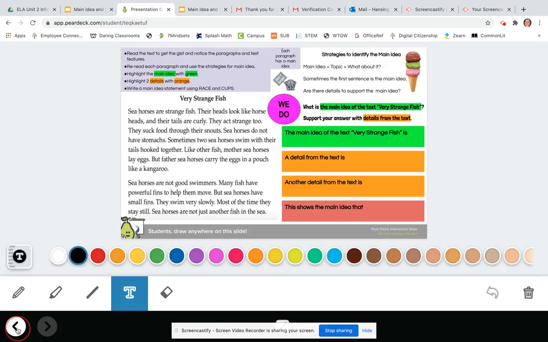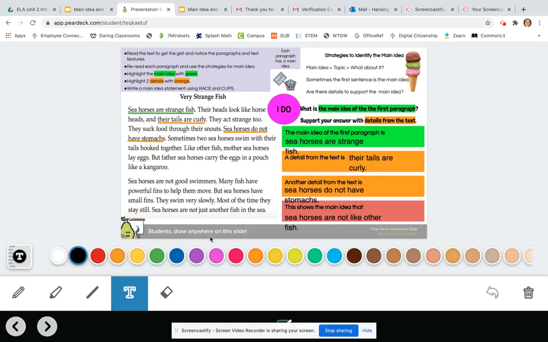For today, please open your Pear Deck and go to the I Do page and make sure that you practice underlining the main idea with green, underlining two details with orange, and using the sentence stems to fill in your responses for your RACE response.